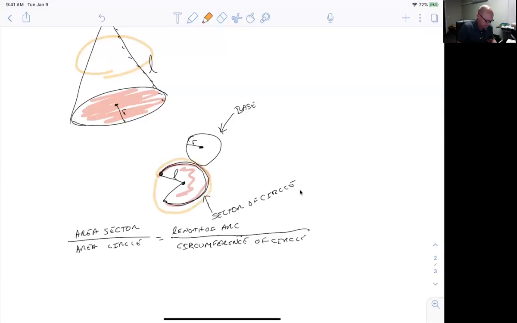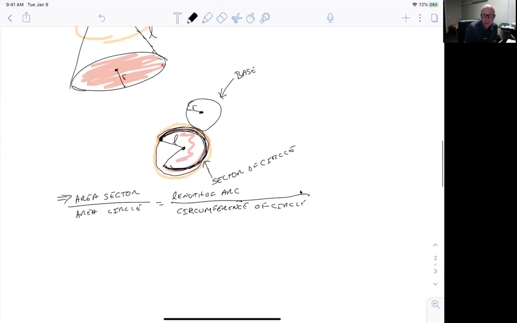Think of the area of the sector and the area of the whole circle as a ratio right here. Okay, and think of the length of this arc as a ratio to the circumference of that whole circle. You would think those two things would be proportional, and they are. Okay, so I can set up a proportion. So now it's just a matter of finding, what I'm looking for is how do I find the area of this sector? That's the lateral area.